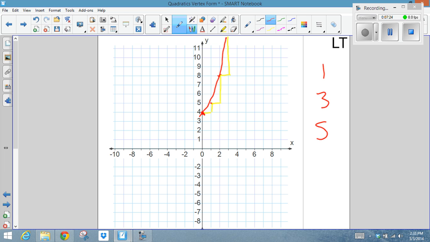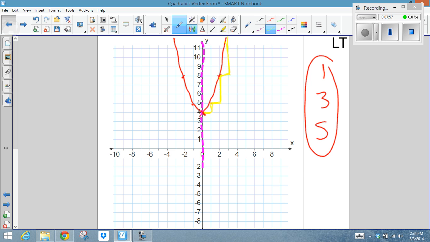Now remember, my line of symmetry is right down the y-axis. So I'm just going to reflect my line. So there's a point here, and there's a point here, and then there's a point up there. And there's my parabola, and I'm done. So remembering our 1, 3, 5, that helps us get those points to graph, and then we just reflect.